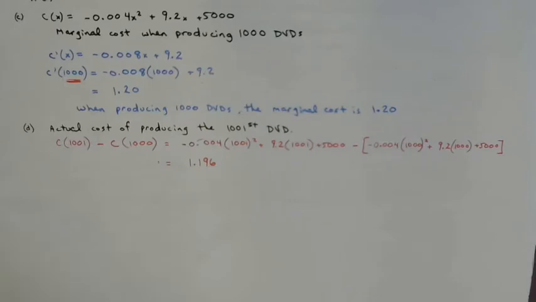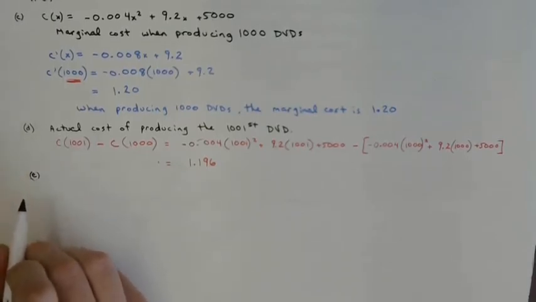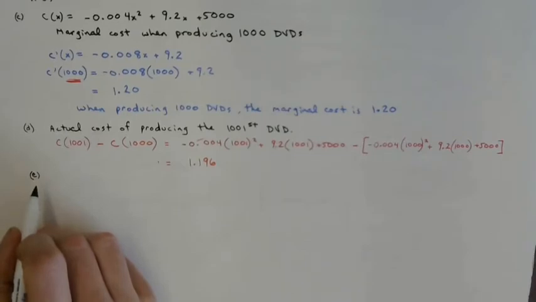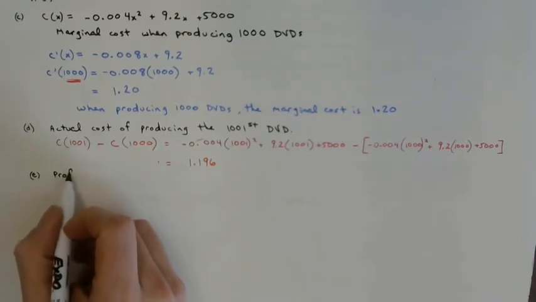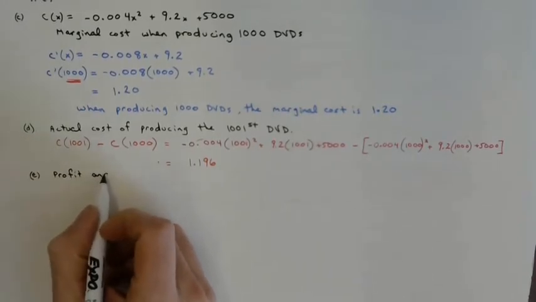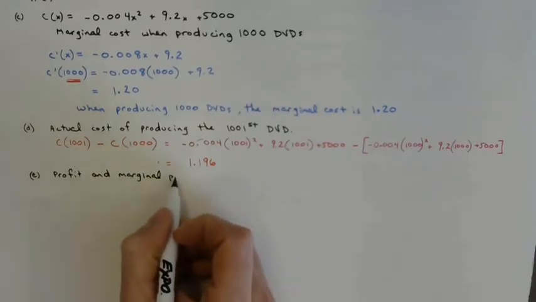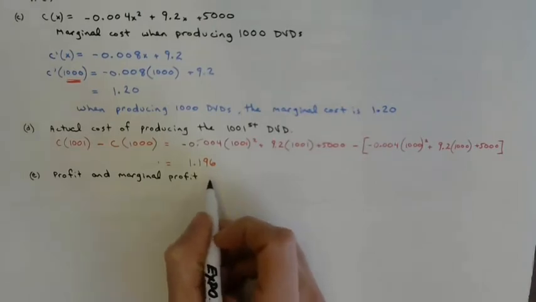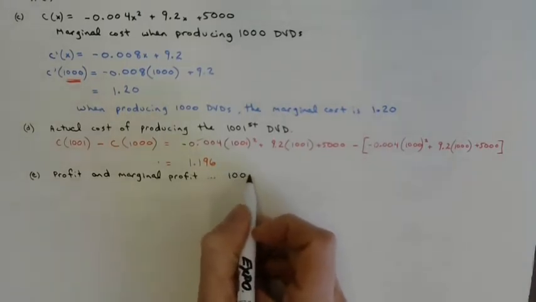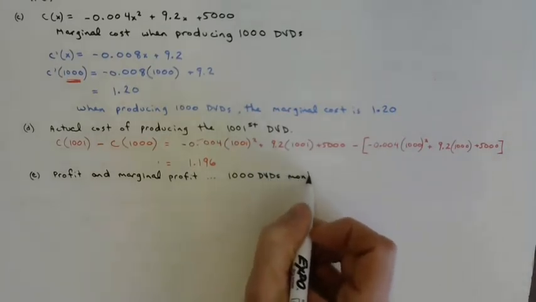Last step for this one, E, we're going to deal with the profit function. Determine the profit and marginal profit for the monthly sales of 1000 DVDs.